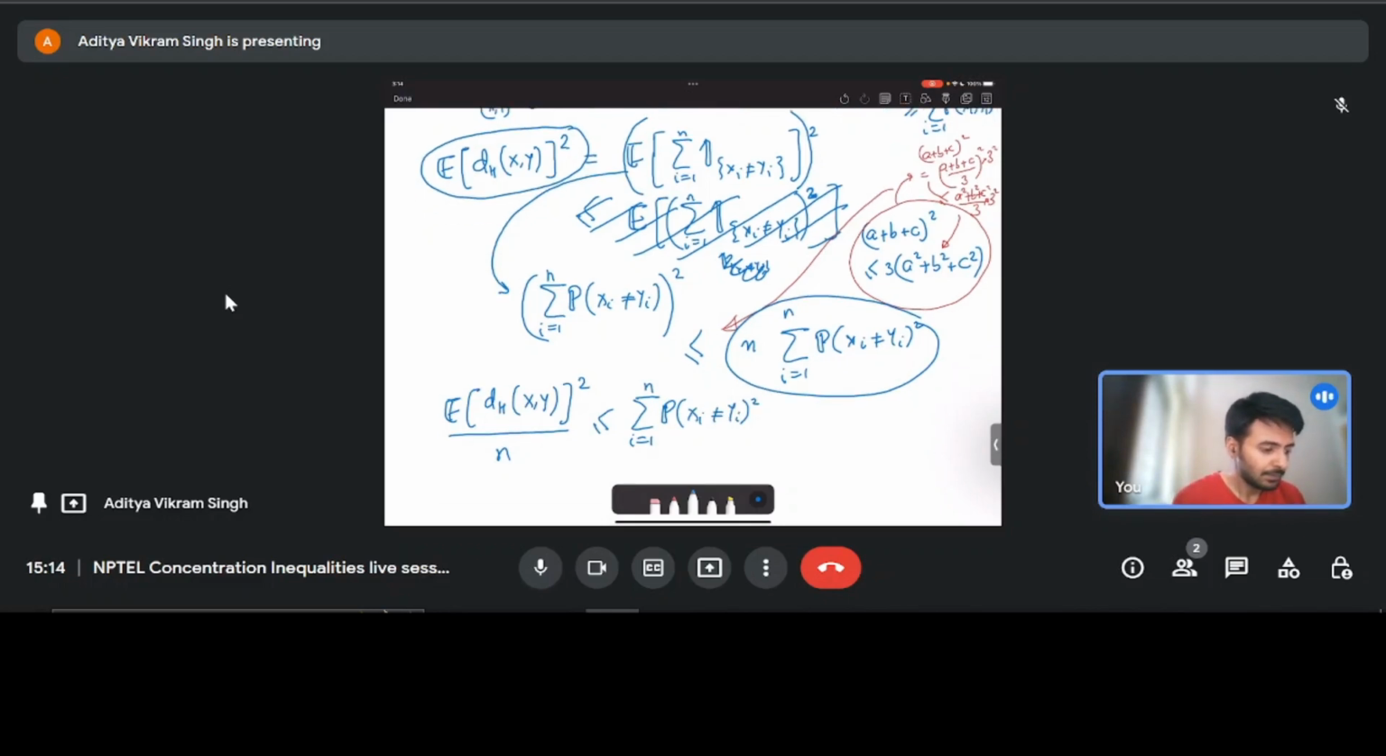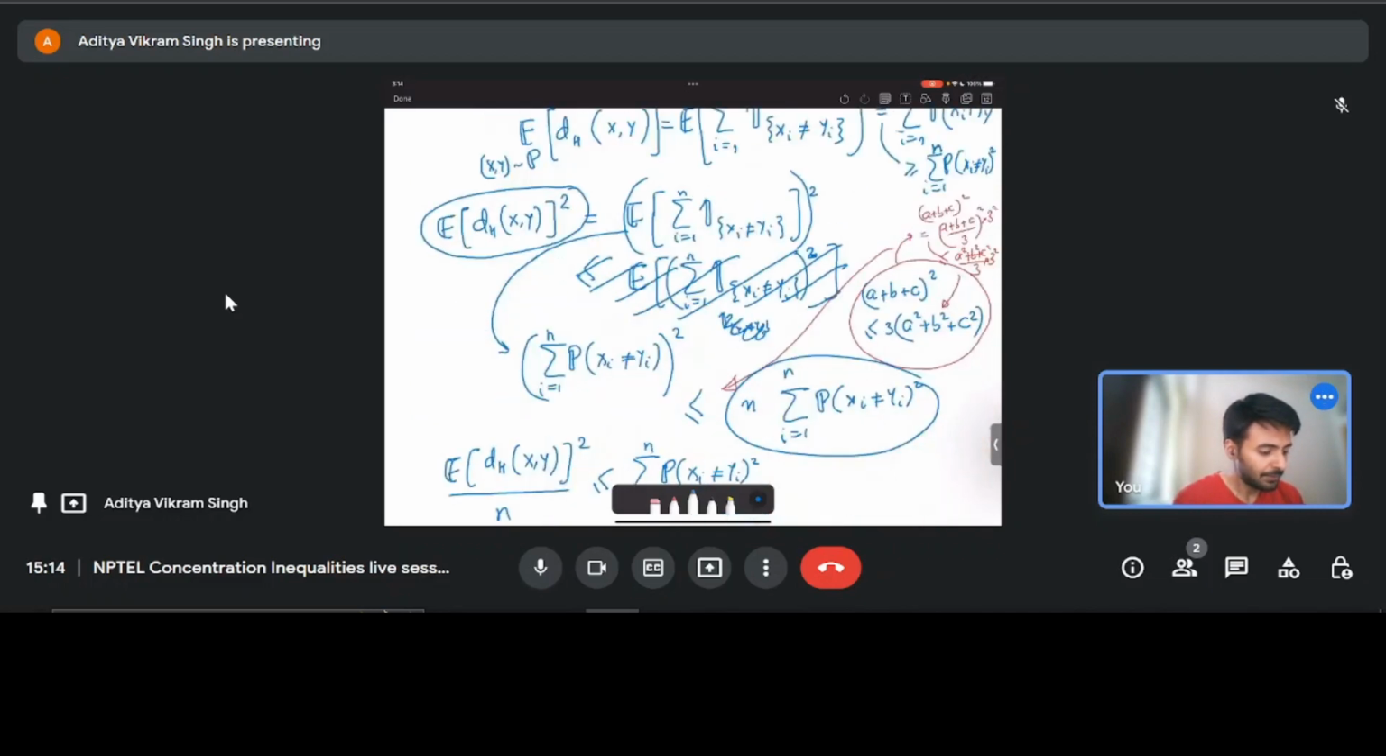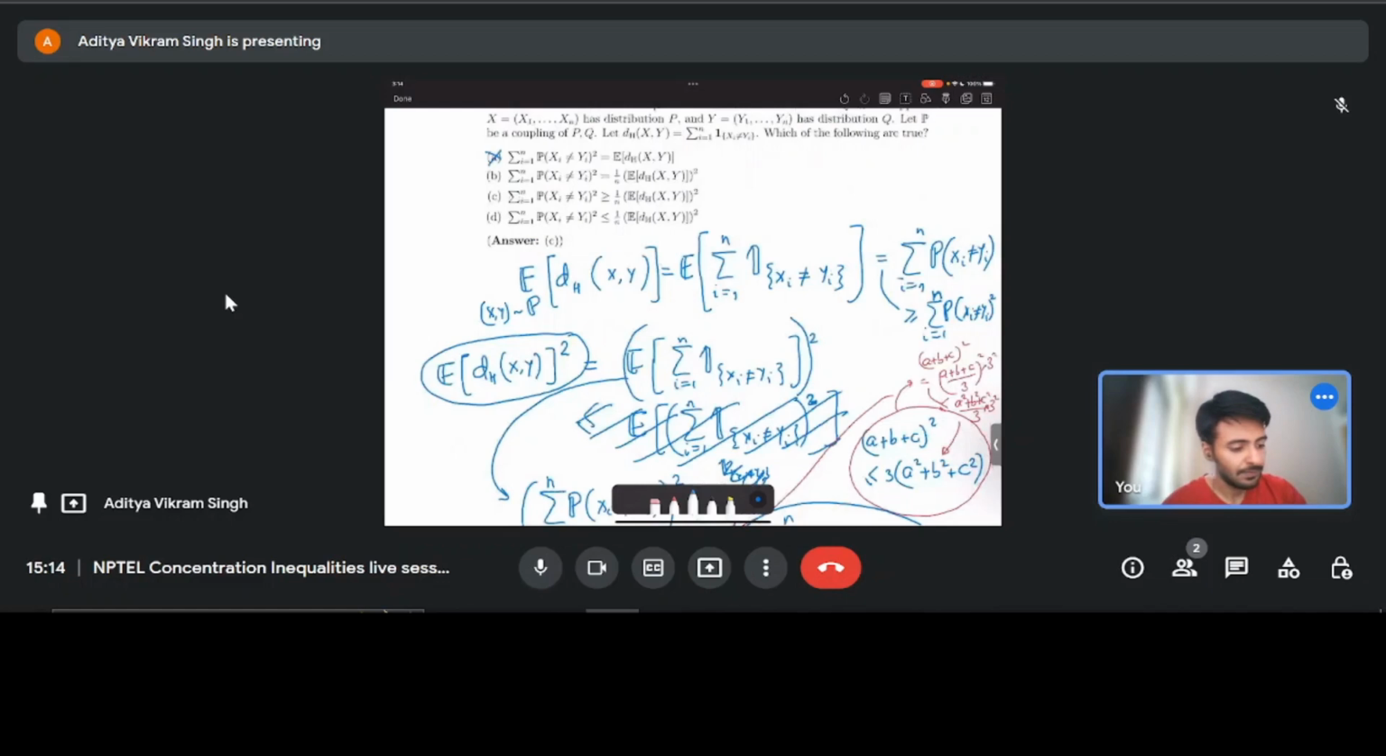Okay, so let's see. This seems to be option C. B is a strict inequality, so that is not true in general, and D is equality in the other direction, so this is also not true.